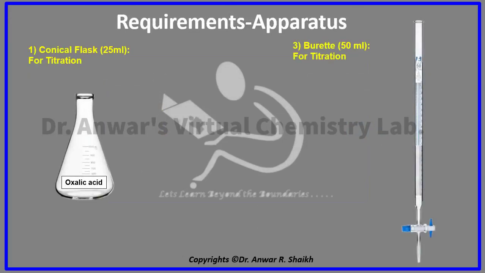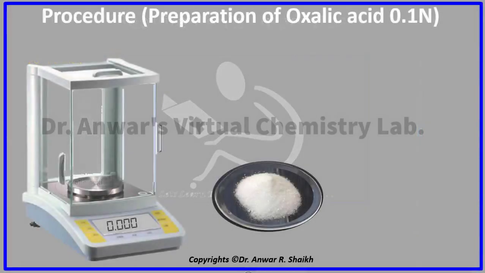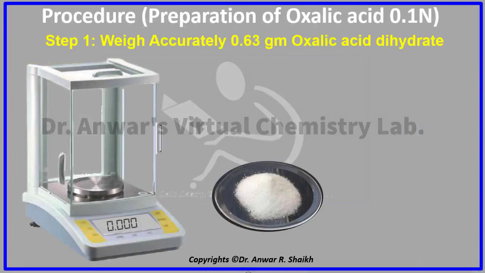Let us prepare 0.1 normal oxalic acid solution first. Step 1. Weigh accurately 0.63 gram oxalic acid.